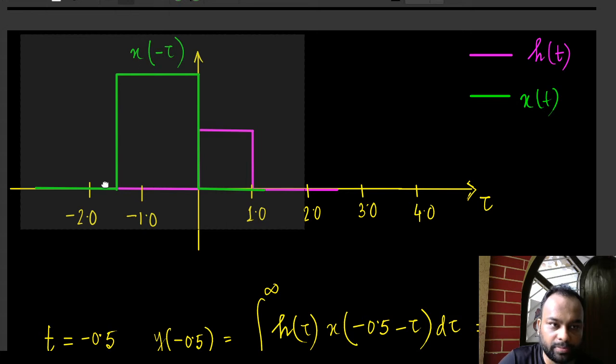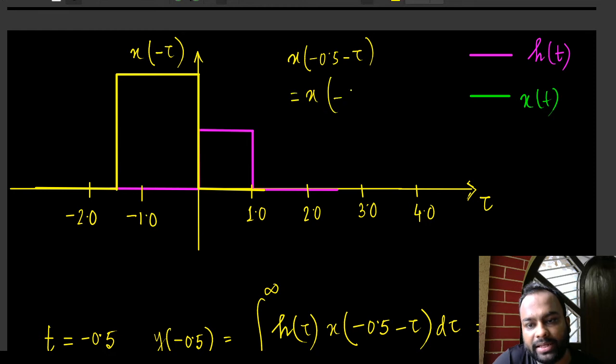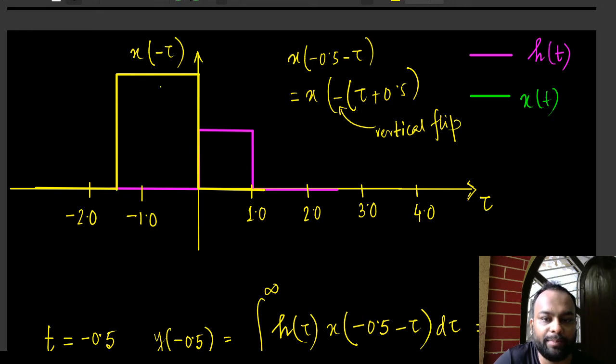So you are confused between shift left and shift right, right? Oh, I already flipped the vertical axis. The vertical axis flipping has already been done. So this is x of minus tau already. So I want to calculate x of minus 0.5 minus tau. And how do I get that? I get that with this minus sign common and plus 0.5. So that represents a vertical flip. We already did that. That is what the vertical flip gave me.